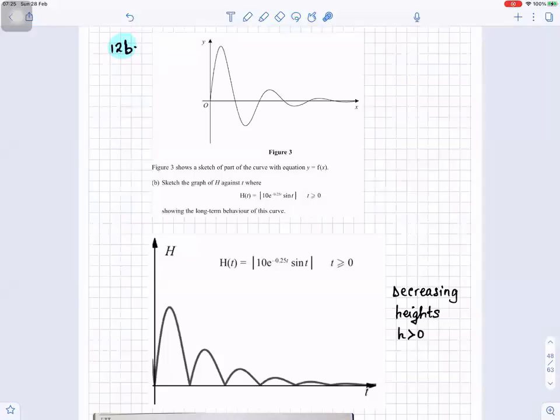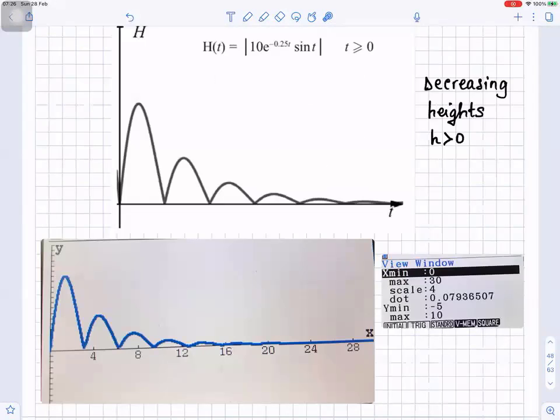For question 12b, you can see that as it bounces, the height decreases. So decreasing height, and make sure the height is above the x-axis. It's bigger than 0 and it's decreasing, it's coming down. This one is taller, shorter, keeps going down. The height is decreasing. And if you plot it in your graphics calculator, use this view window so that you can see it clearly. And that's what you will see if you do it in your calculator.